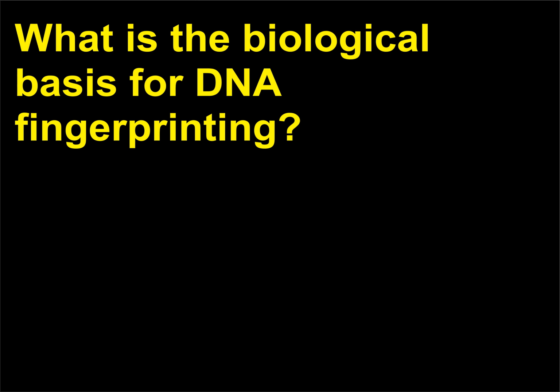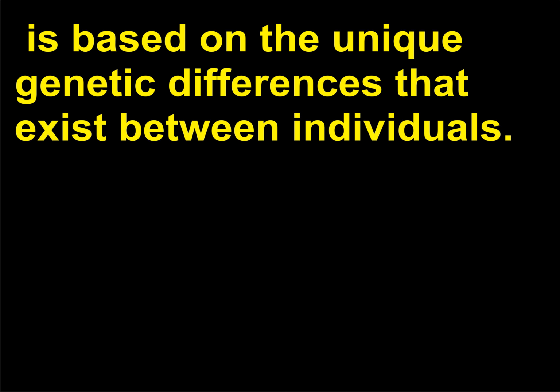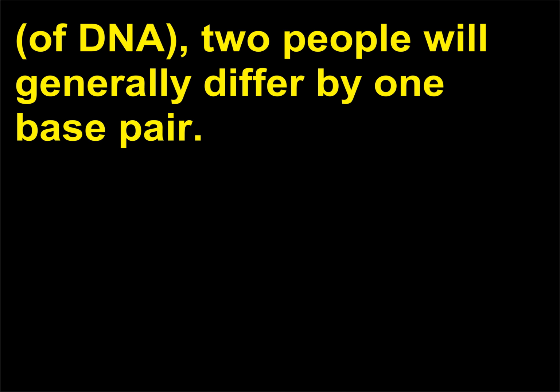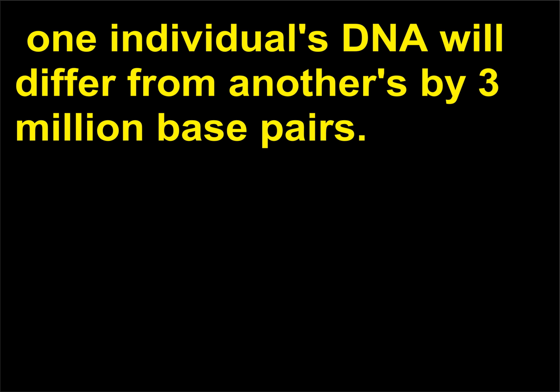What is the biological basis for DNA fingerprinting? DNA fingerprinting, also known as DNA typing or DNA profiling, is based on the unique genetic differences that exist between individuals. Most DNA sequences are identical, but out of 100 base pairs of DNA, 2 people will generally differ by 1 base pair. Since there are 3 billion base pairs in human DNA, one individual's DNA will differ from another's by 3 million base pairs.